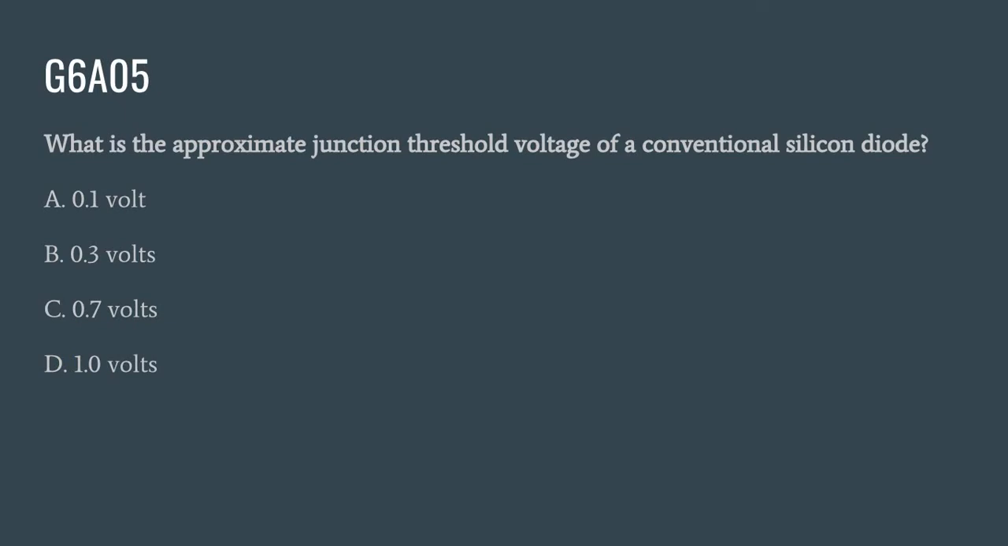G6A05, what is the approximate junction threshold voltage of a conventional silicon diode? A, 0.1 volt, B, 0.3 volts, C, 0.7 volts, or D, 1.0 volts? Correct answer C, 0.7 volts.